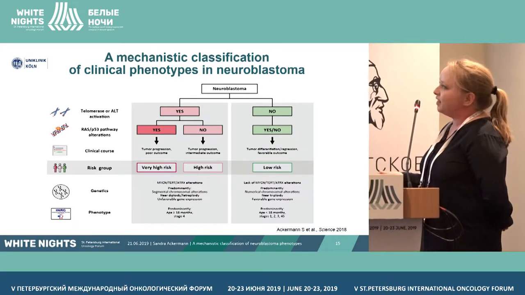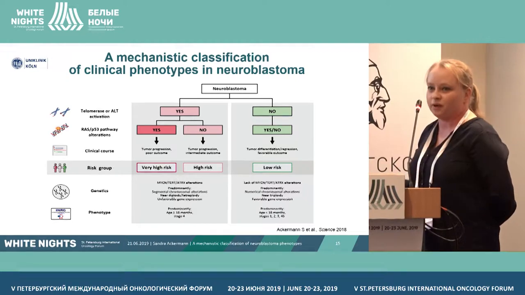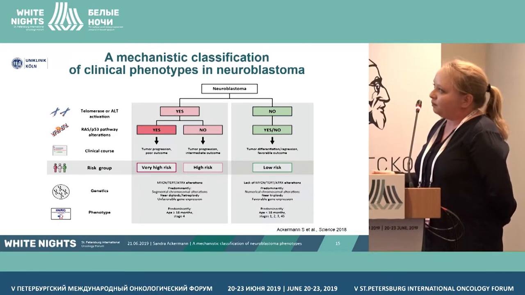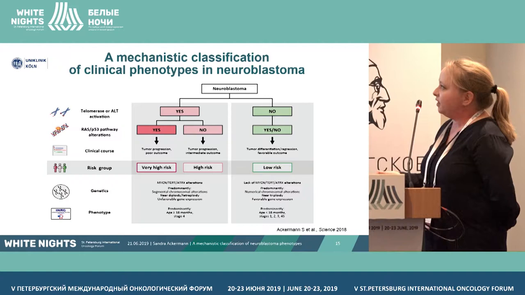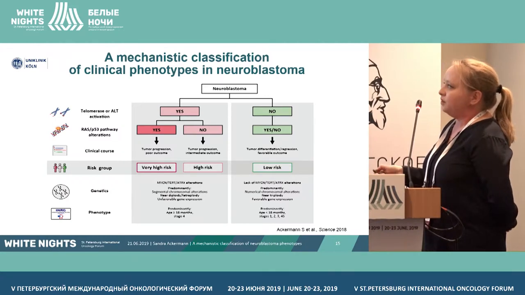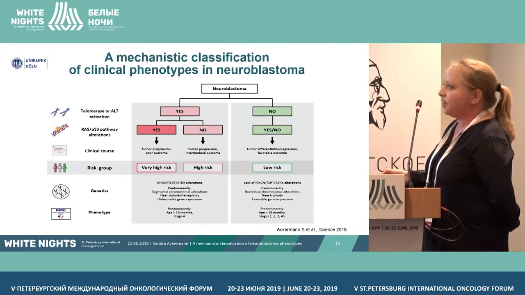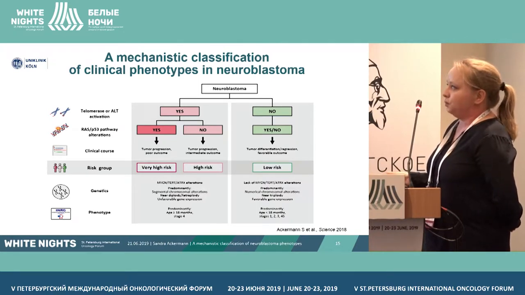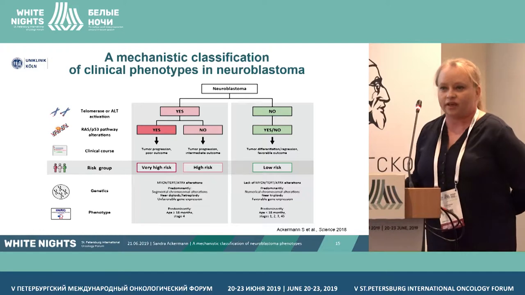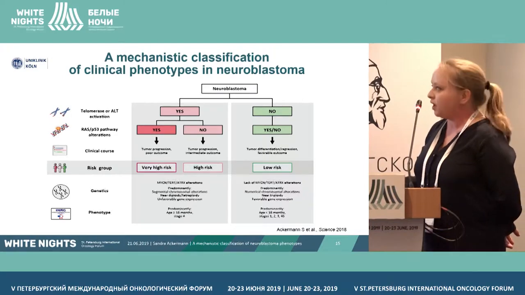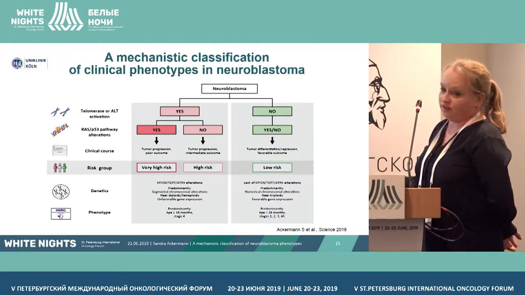If you don't see telomere maintenance, any kind of telomere maintenance, telomerase activation or ALT, this is a non-high-risk tumor. And if you see telomere maintenance activation, then you have a high-risk tumor. And if you then see any affected genes in one of these two pathways, it's a very high-risk tumor.